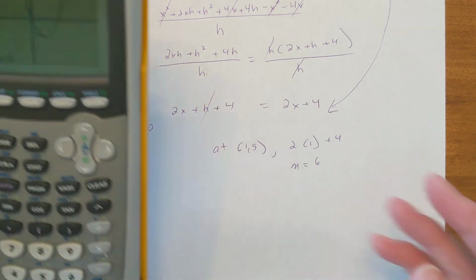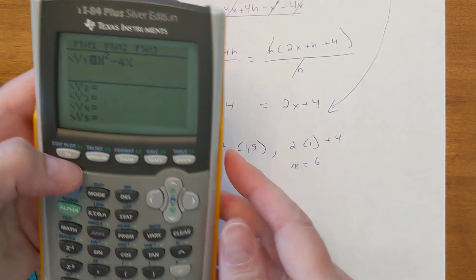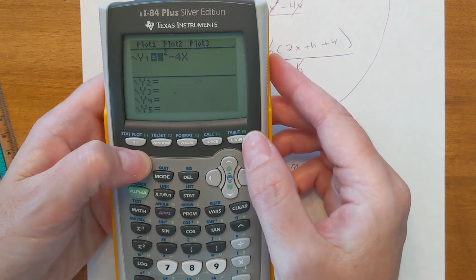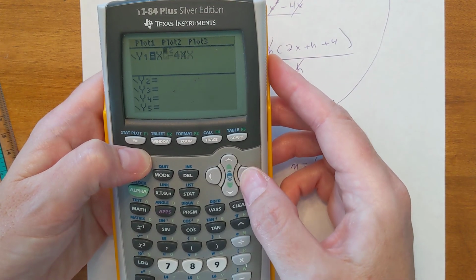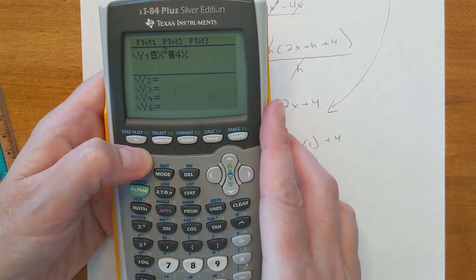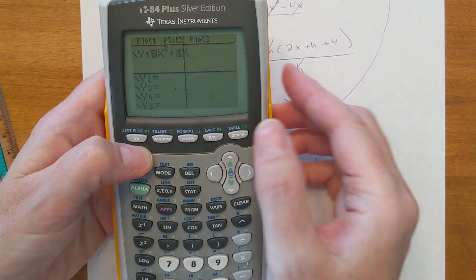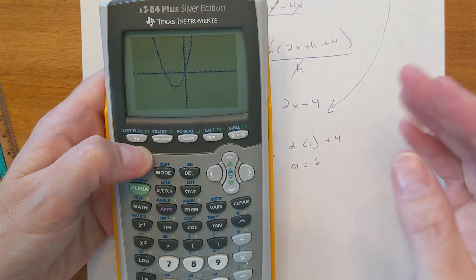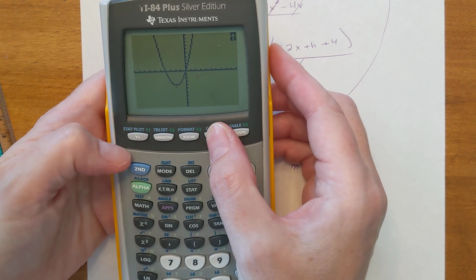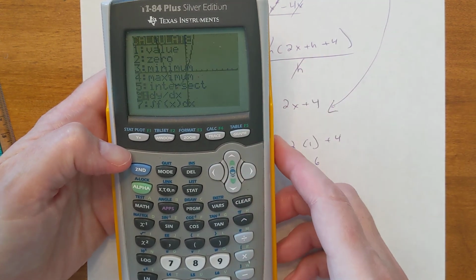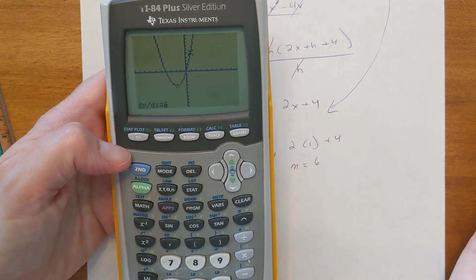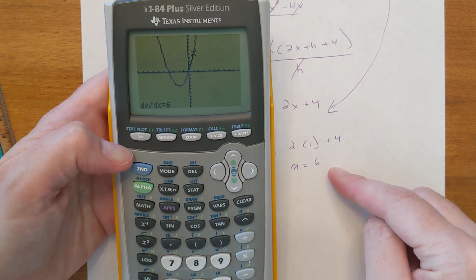Did I type that in wrong? Son of a gun. X squared, oh, I did type it in wrong. Oh, you're all probably laughing at me. I love you all, so anyway. I'm supposed to put a plus. All right, try it again. Okay, so at x equals 1, you go second calc, choice number 6, and just type in the number 1, and then bam, we got 6.